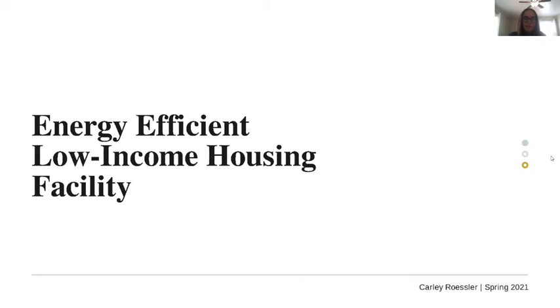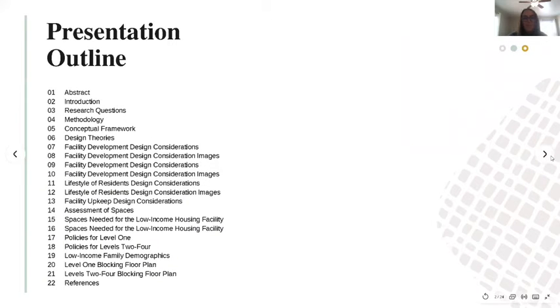efficiency in a low-income housing facility. Throughout my presentation, I will be discussing my research questions, the methods I used to conduct my research, and the findings and results of my research.